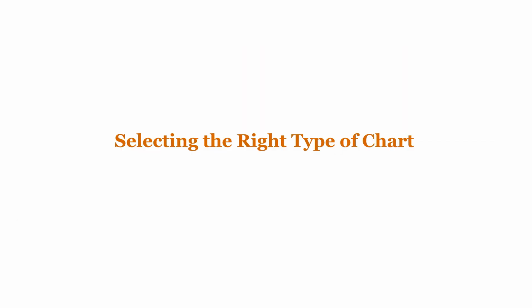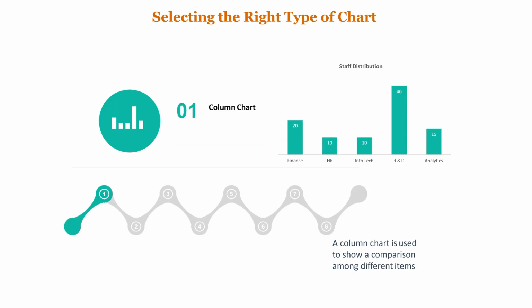So let's look at another concept: selecting the right type of chart. Column charts. A column chart is used to show a comparison among different items. When the goal is that you want to compare these to these to these, then what you're going to use is basically a column chart. So you look here, we have staff distribution. We are trying to look at, based on each of the departments, how many staff you have in each of these departments, right? So a column chart is used to show a comparison among different items.